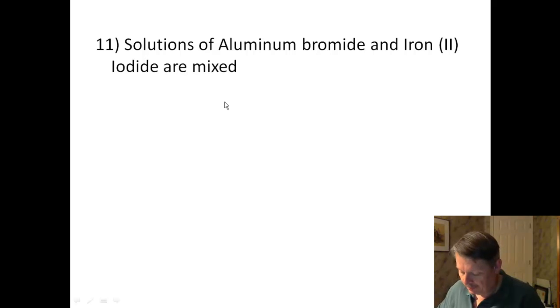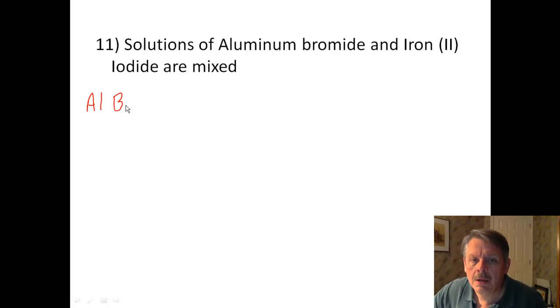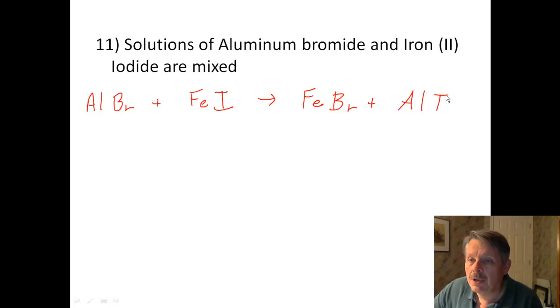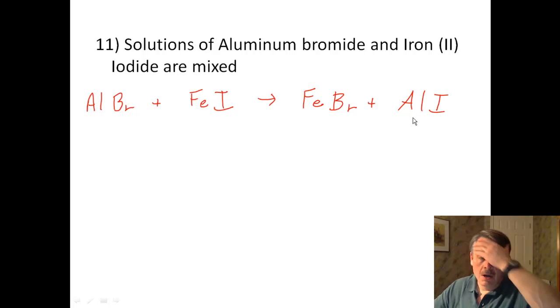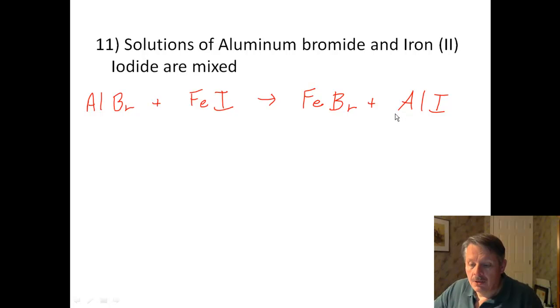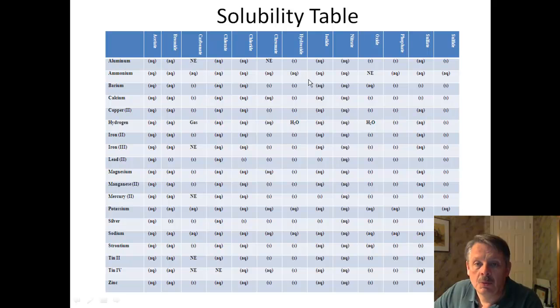Number 11. All right. We have a solution of aluminum bromide and iron 2 iodide. Now guys, remember I haven't balanced these yet, but I'm just trying to figure out if they even exist, so I don't waste my time going through a whole bunch of other steps that I can figure out. All right, aluminum bromide. Let's look for aluminum bromide. Aluminum is here, bromine's here, so it's aqueous.